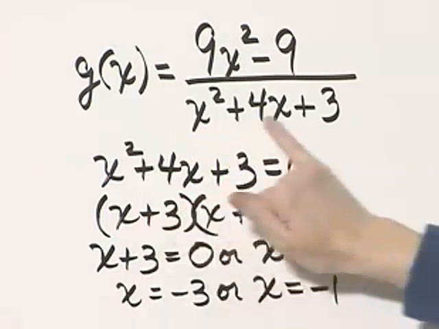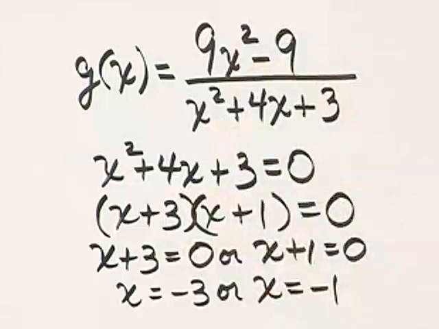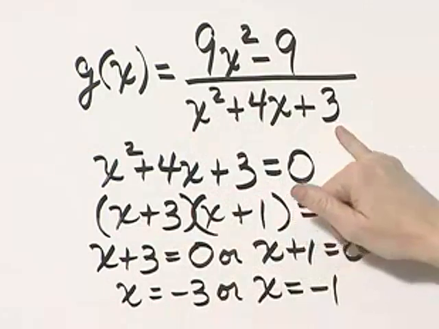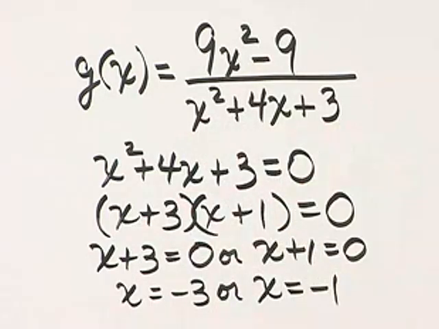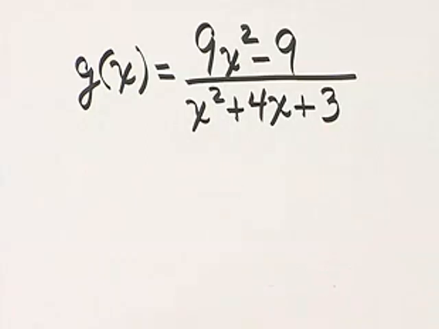If x is negative 1, the denominator is 0, and this rational expression is undefined. If x is negative 3, the denominator is 0, this rational expression is undefined. So what will we let the domain be?